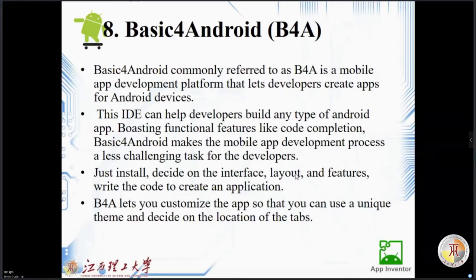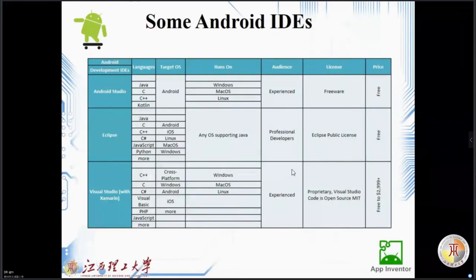These are the eight IDEs. The rest of the things I put in this table. Now you can compare. See, Android Studio, the languages it can support: Java, C, C++, Kotlin. Target is just Android. Something may come to your mind: what about iOS? No. Which operating systems can it run on? Linux, Mac OS, and Windows. Okay, good. Audience or experience? Okay, license, it's freeware. Price is free. Good for Android developers, good.